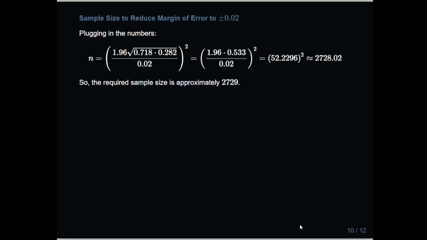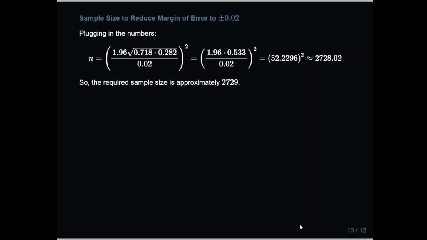Okay, that is 52.2296 squared, and that should be 2728.02. Now, you'll notice there's a little fraction. What do you do with that? Do you round it down to 2728? No, because that will bring you back in just over a margin of error of plus or minus 0.02.